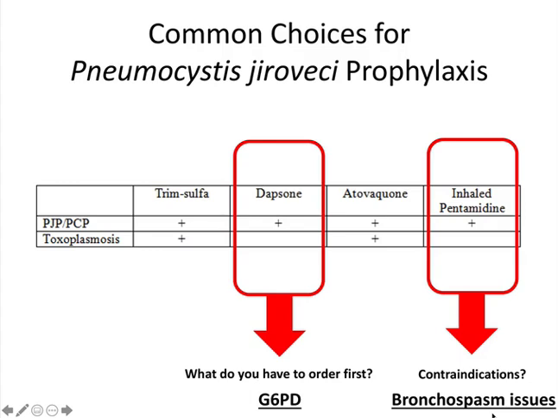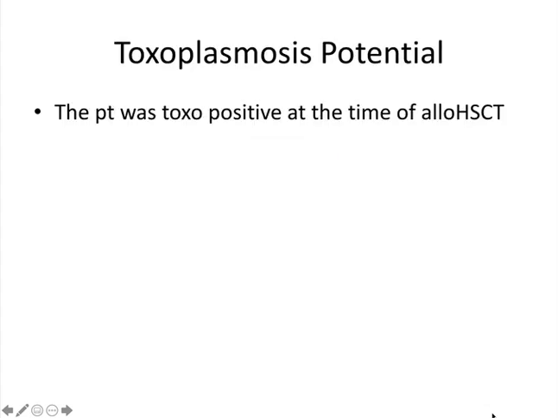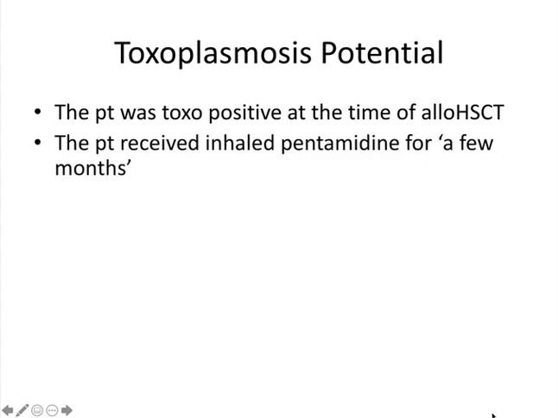or, let's be honest, if they have active pneumonia, that's not a good drug to use. If they have a huge pleural effusion, that's not your drug to use. So she actually was toxo positive at the time of the transplant. We're like, okay, so is she on the best prophylaxis? But she had actually somehow gotten flipped over to inhaled pentamidine. If you remember from the prior slide, inhaled pentamidine doesn't actually cover toxo.